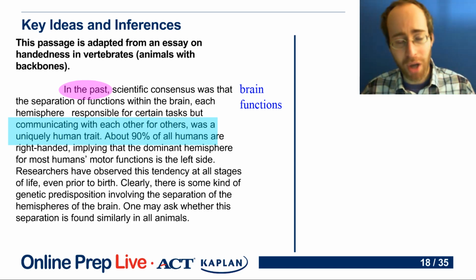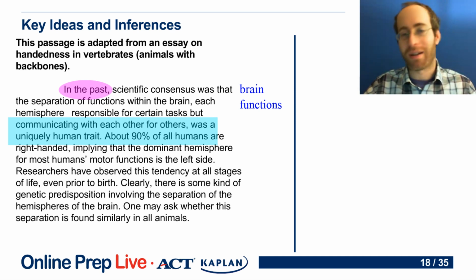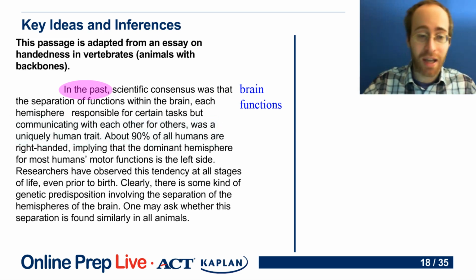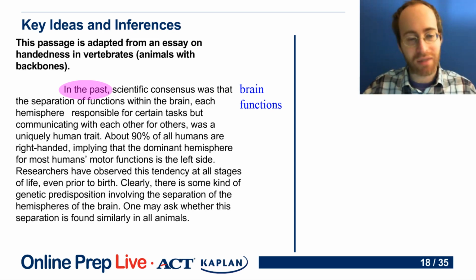So let's keep going. It says about 90% of humans are right-handed, implying the dominant hemisphere for most motor functions. Who cares, right? I do not care about the hemispheres of the brain, so I'm reading this on test day, but I really don't care. Researchers have observed this tendency at all stages of life, even prior to birth. Clearly, there's some kind of genetic predisposition involving the separation of hemispheres of the brain.